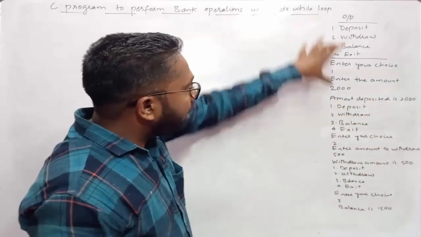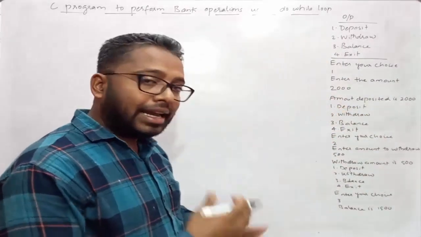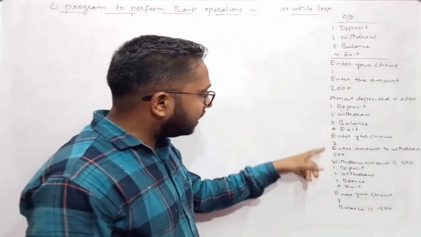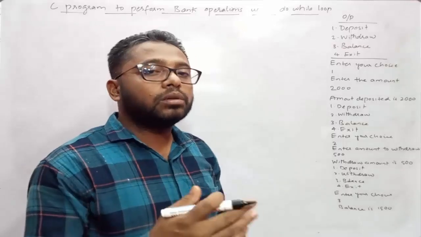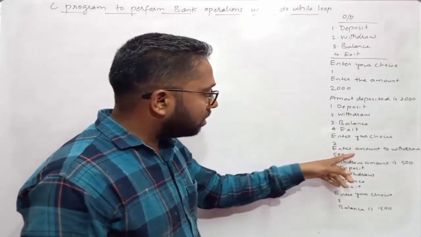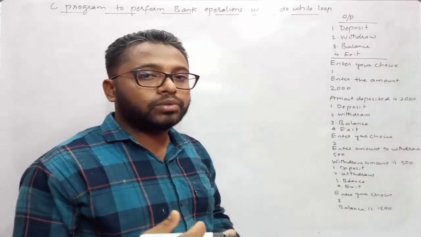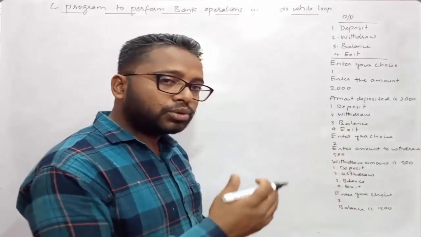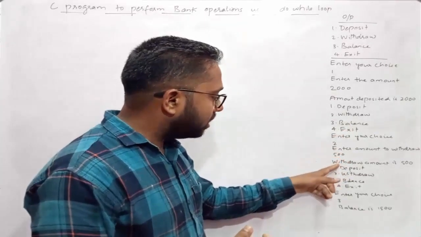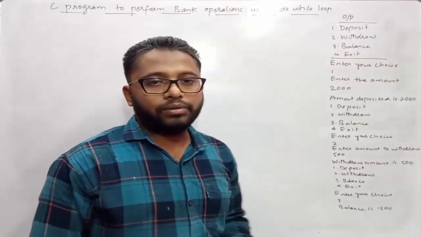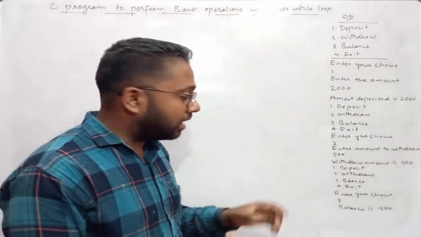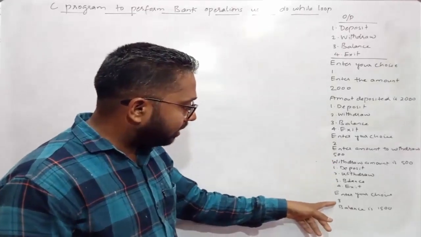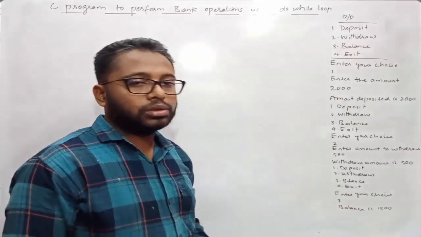Immediately after that the same menu starts displaying, where again it asks you to enter the choice out of these four choices. Suppose now you enter 2, that means you want to perform withdrawal, and it will ask you to enter the amount that you want to withdraw. Earlier we had deposited 2000. Now when it comes to withdraw, suppose you enter 500, then you will get a message like withdraw amount is 500. If you want to check the balance, then again the same menu will display, and you will enter 3, then balance is 1500 will display.